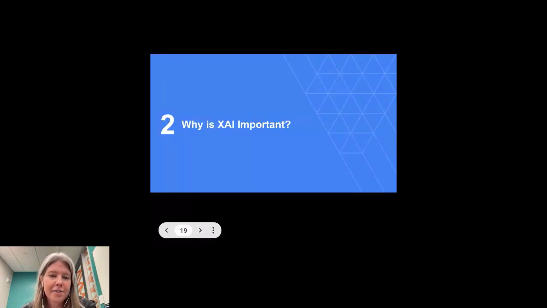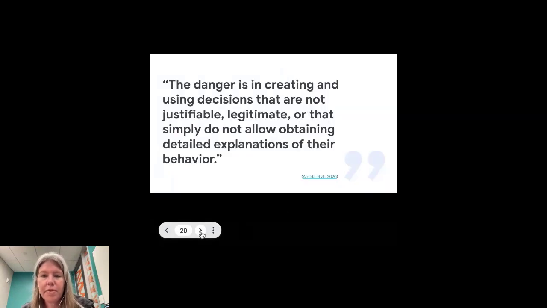And why is explainability important? There's a number of different reasons. This is a quote from a paper I really like: the danger is creating and using decisions that are not justifiable, legitimate, or simply don't allow obtaining detailed explanations. That's the risk with machine learning, especially with these opaque models. There's a worry that they're not making decisions in correct ways.